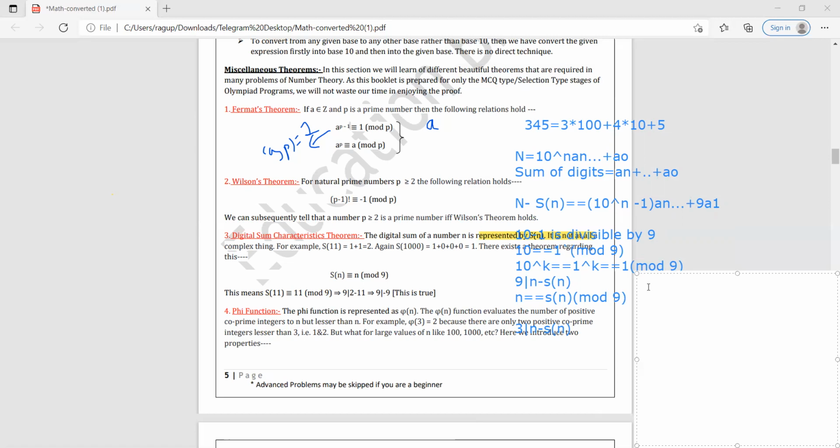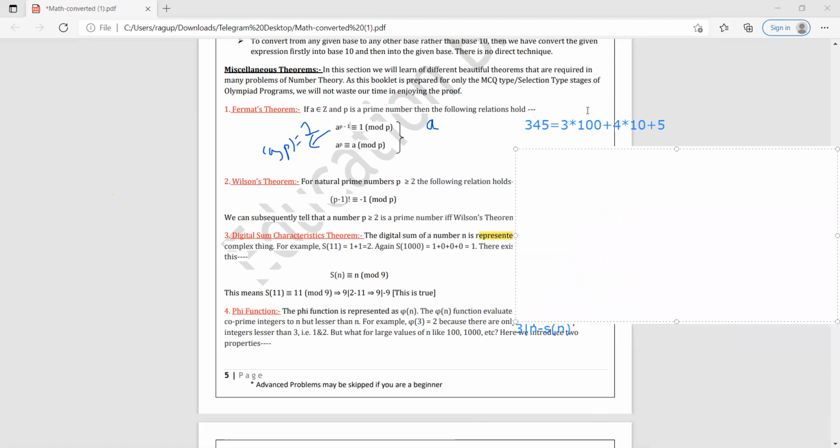So now let's move on to our phi function. So what is basically the phi function? It's a very dangerous symbol right here, but let me go through this fast. The phi function is basically the fast way to calculate the number of positive integers co-prime to the number.